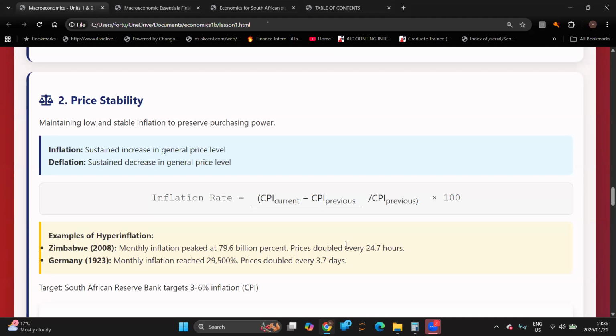Let me pose it as a question. Why is price stability important? Do we really need to have price stability in any economy? If yes, why? If no, why? Is it really important for us to have stable prices?